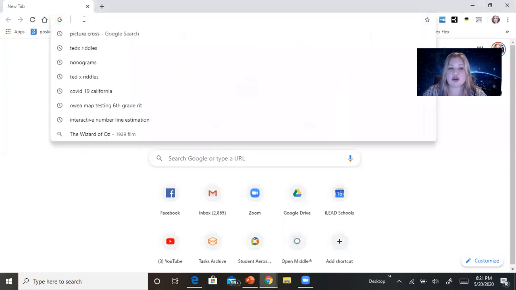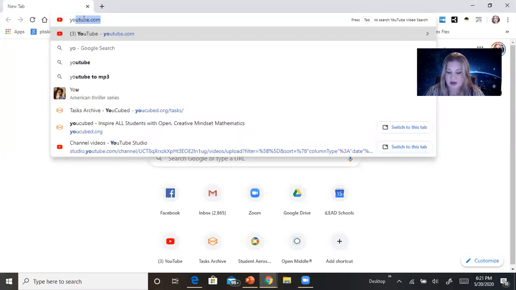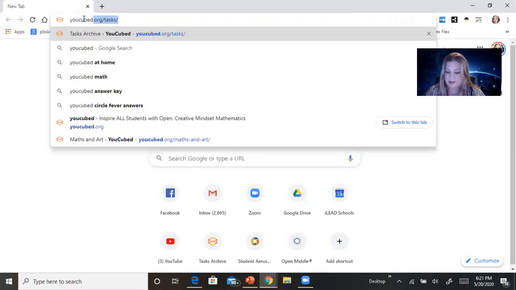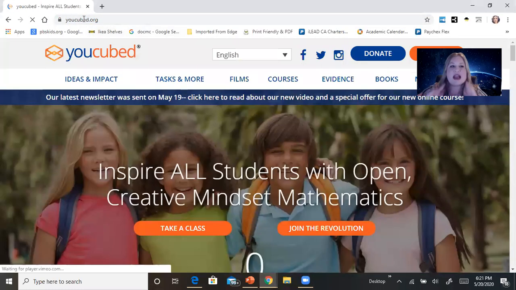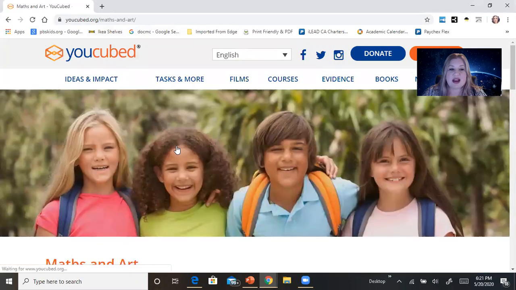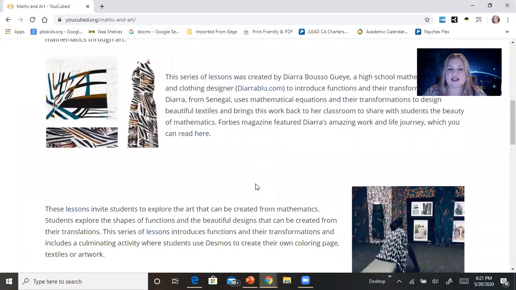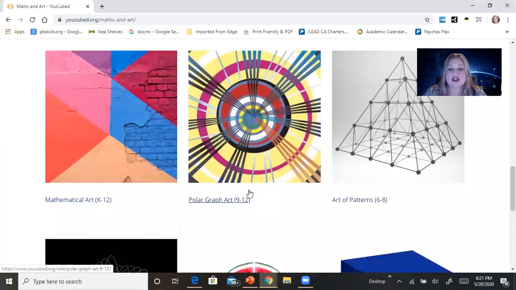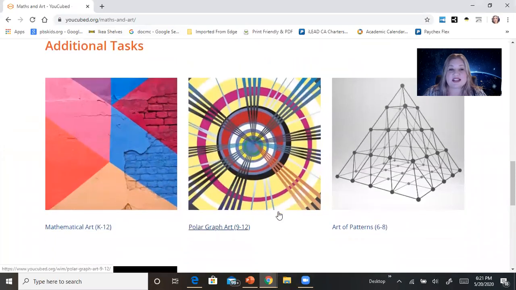Yesterday we looked at nonogram puzzles. Today we're going to go back to a very familiar page. I'm sure you'll remember this from earlier in this series. Jo Boaler's page, youcubed.org. And on her page, under Tasks and More, which we have also visited before, you'll see that there's a tab called Maths and Art. And there's all kinds of really cool things to try in here. So I encourage you to go through, click on different things, see what's there.